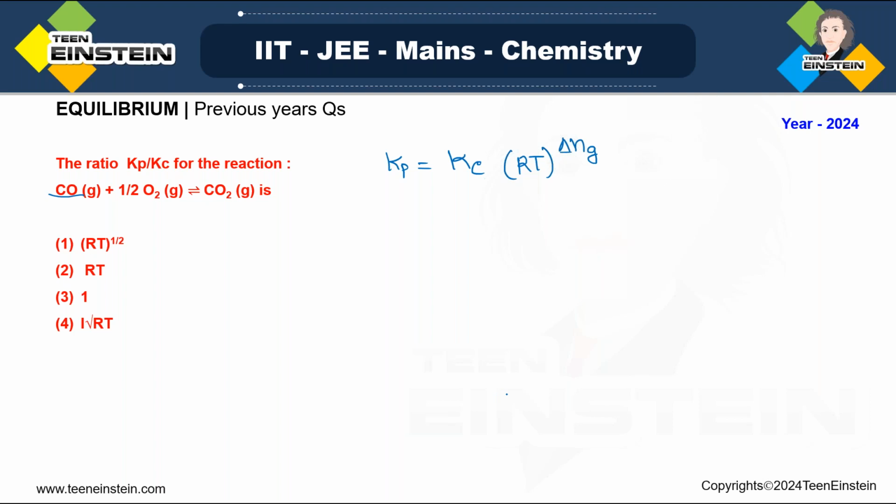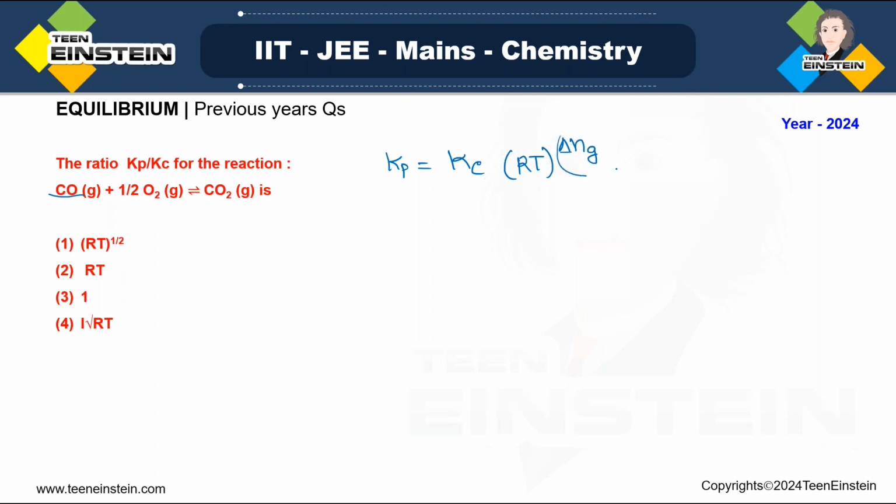So Kp is equal to Kc. Kp means the equilibrium constant is expressed in terms of partial pressure of the reactants and products, and Kc means the equilibrium constant expression when you are writing the expression in terms of the concentration of the reactants and products. And R is the universal gas constant, T is temperature in Kelvin.